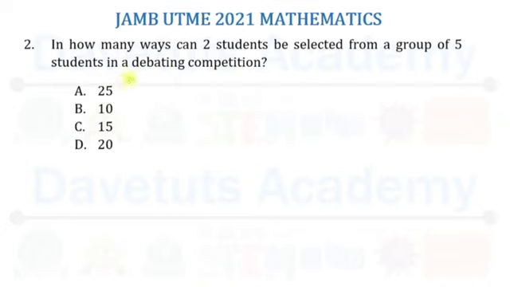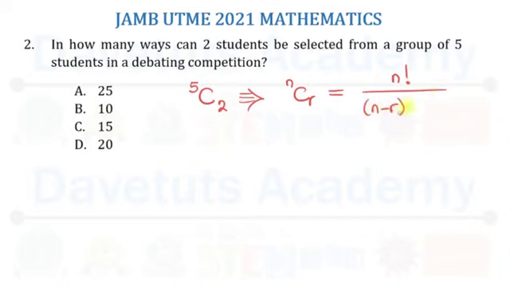Here in this question on permutation and combination, we are asked that in how many ways can 2 students be selected from a group of 5 students in a debating competition. This is a classical example of combination in which we have 5 combination 2 that we are looking at. But generally, to evaluate combinations, we have n combination r is given as n factorial divided by n minus r factorial, where r factorial will be the multiplication of the particular number with its subsequent numbers reduced by 1.